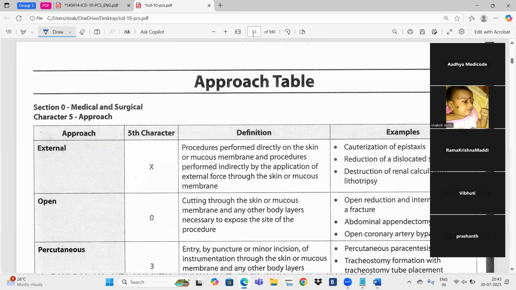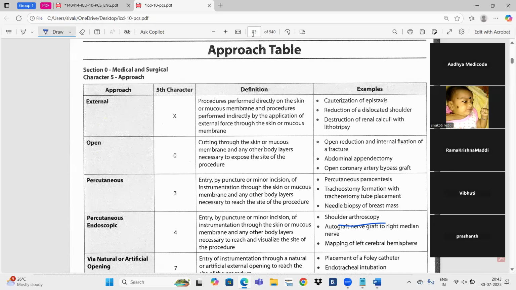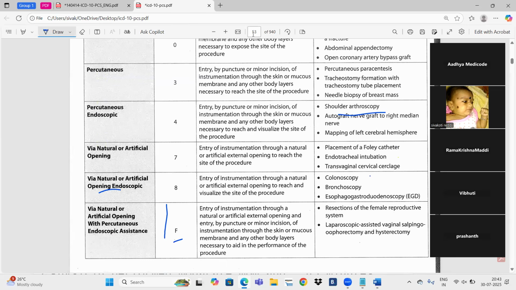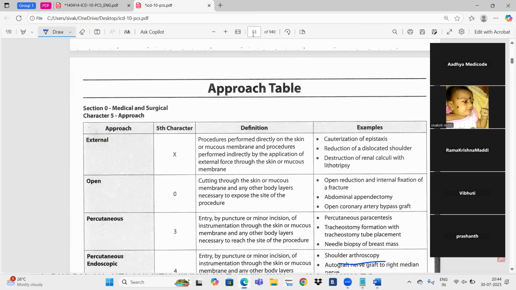So this is the approach table. Total 7 approaches we have. We can discuss one approach when we need to take: external, open, percutaneous, percutaneous endoscopy, via natural or artificial opening endoscopy, via natural or artificial opening, and via natural or artificial opening with percutaneous endoscopic assistance. Total 7 approaches we have. So we can discuss one approach.